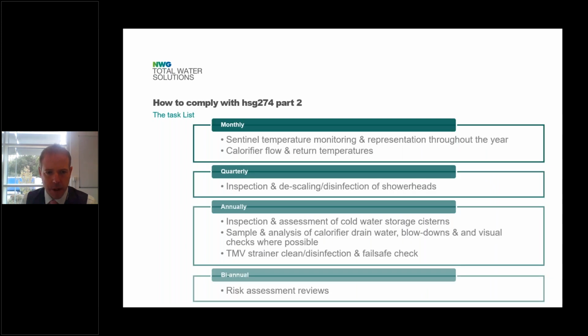So the task list from HSG 274, you can see that's the overall task list. These are tasks that you should be doing throughout the year for your water systems. The key thing today, we're not going to talk about the others, that's for different webinars, but the interesting task today is quarterly inspection and descaling and disinfection of shower heads. That's documented in the task list on a quarterly basis, that you must descale and disinfect your shower heads. That's the timing for this.